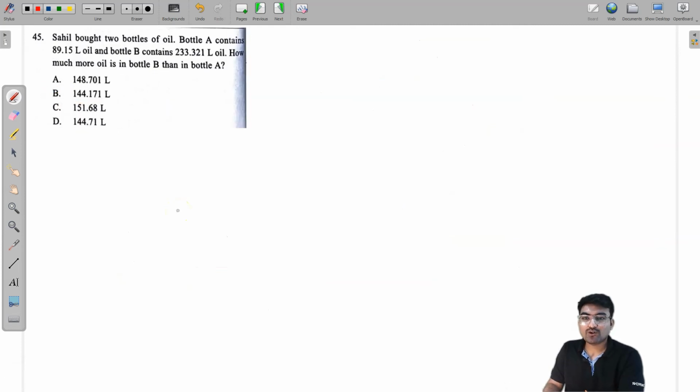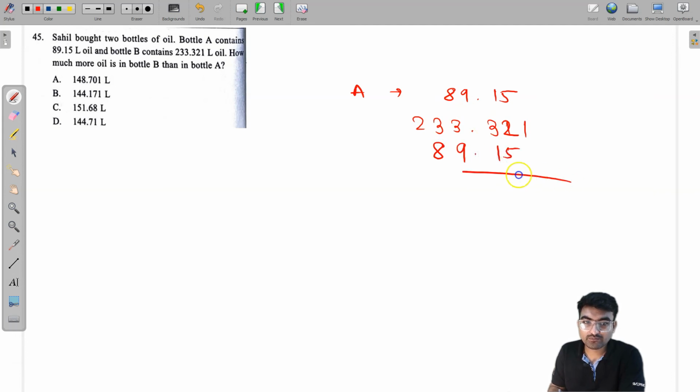Sahil bought 2 bottles of oil. Bottle A contains 89.15 liter of oil, and bottle B contains 233.321 liter of oil. How much more oil is in bottle B? Okay, so we'll have to subtract this 89.15 from this number, right?